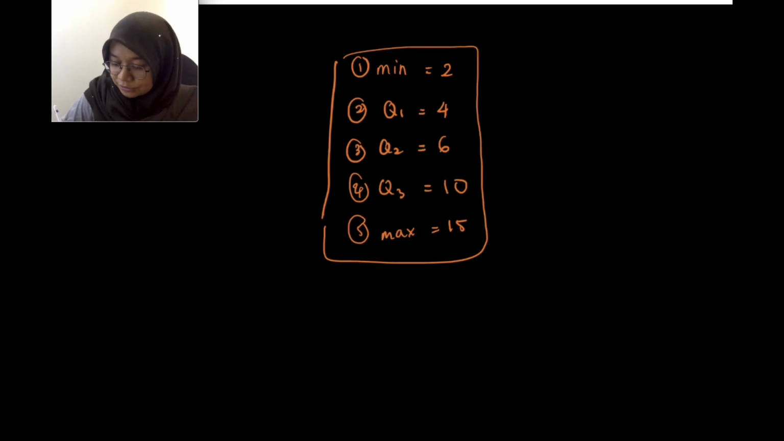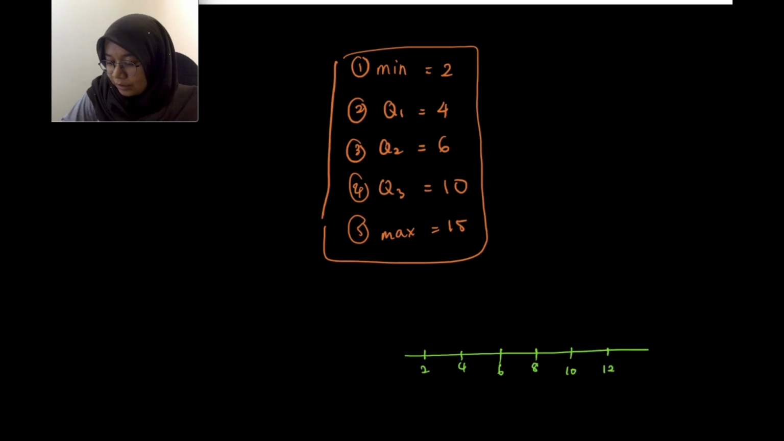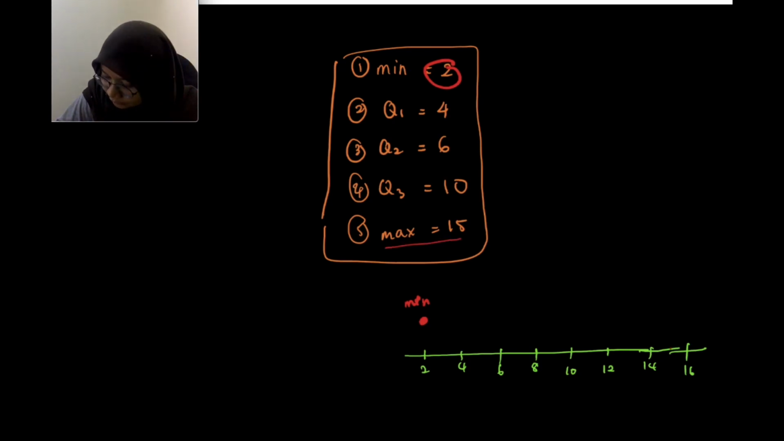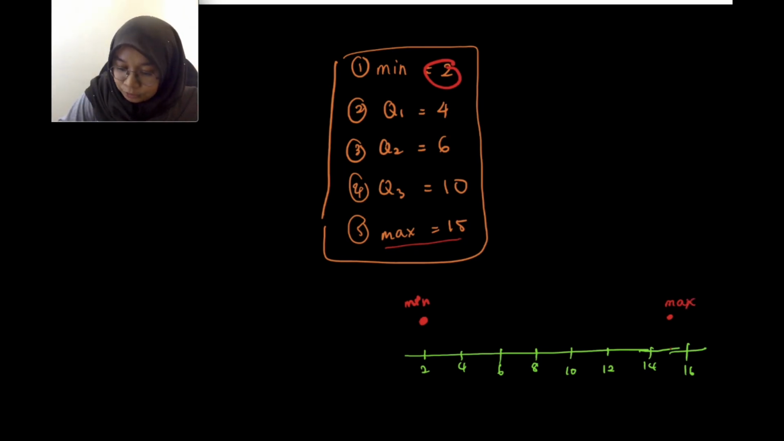Okay, first you must draw the scale. Let's say I use scale 2. So 2, 4, 6, 8, 10, 12, 14, 16. Okay, and then you locate here. Right? Minimum is 2. So here, minimum. And then maximum is 15. So 15 around here. So here is maximum. And then Q1 is 4. So 4, Q1 here is 4.